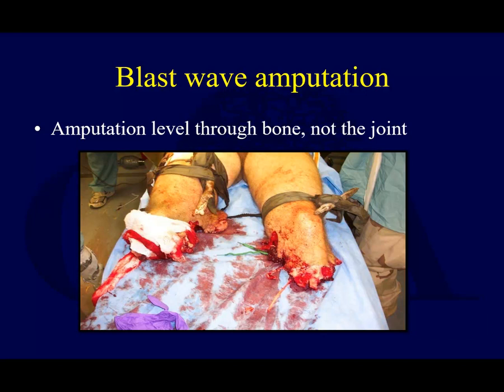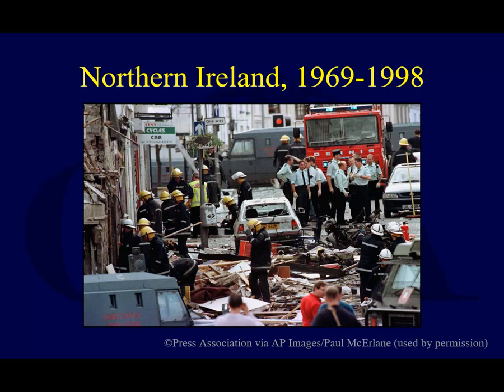So here's another example, going back a little bit to 1998. This is the Omagh bomb blast, which was the worst attack in over 30 years of fighting in Northern Ireland. 29 were killed.